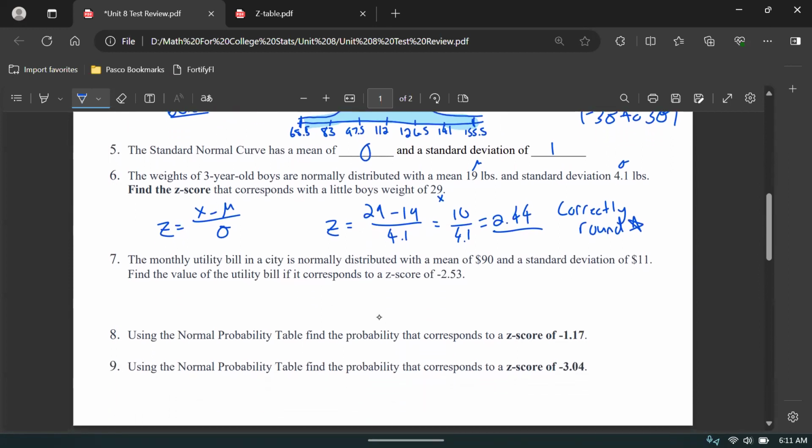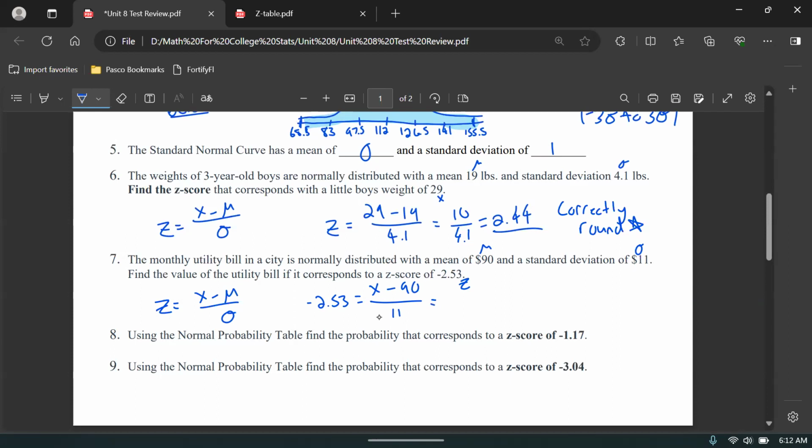Monthly utility bill in a city is normally distributed with a mean of 90 and a standard deviation of 11. Find the value of the utility bill if it corresponds to z-score -2.53. So again, same formula, right? Z-score formula, x minus the mean divided by standard deviation. In this case, it gives us z, the mean, and the standard deviation, and it's asking for us to find x. So we have -2.53 is z. X, we do not know. Mean is 90. Standard deviation is 11.